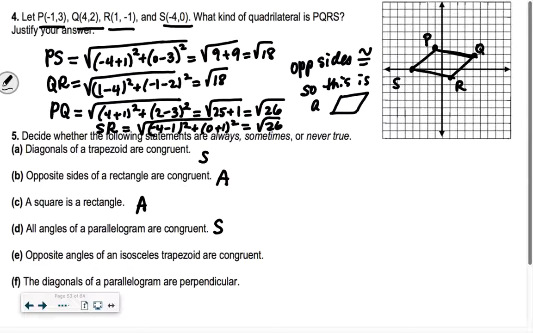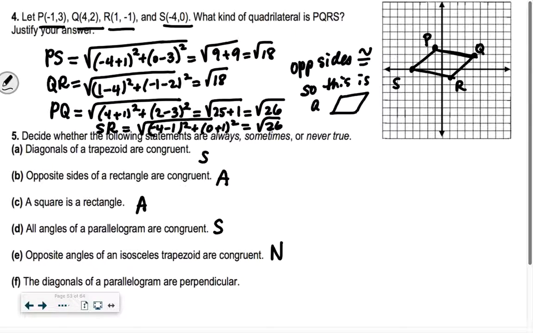Opposite angles of an isosceles trapezoid are congruent. I think never, right? Because they would have to be like this angle and this angle. I don't think those would ever be the same. Can you draw one that would be the same? I don't think you could. It would end up being like a rectangle or something if they were the same, right? So we're going to say never.